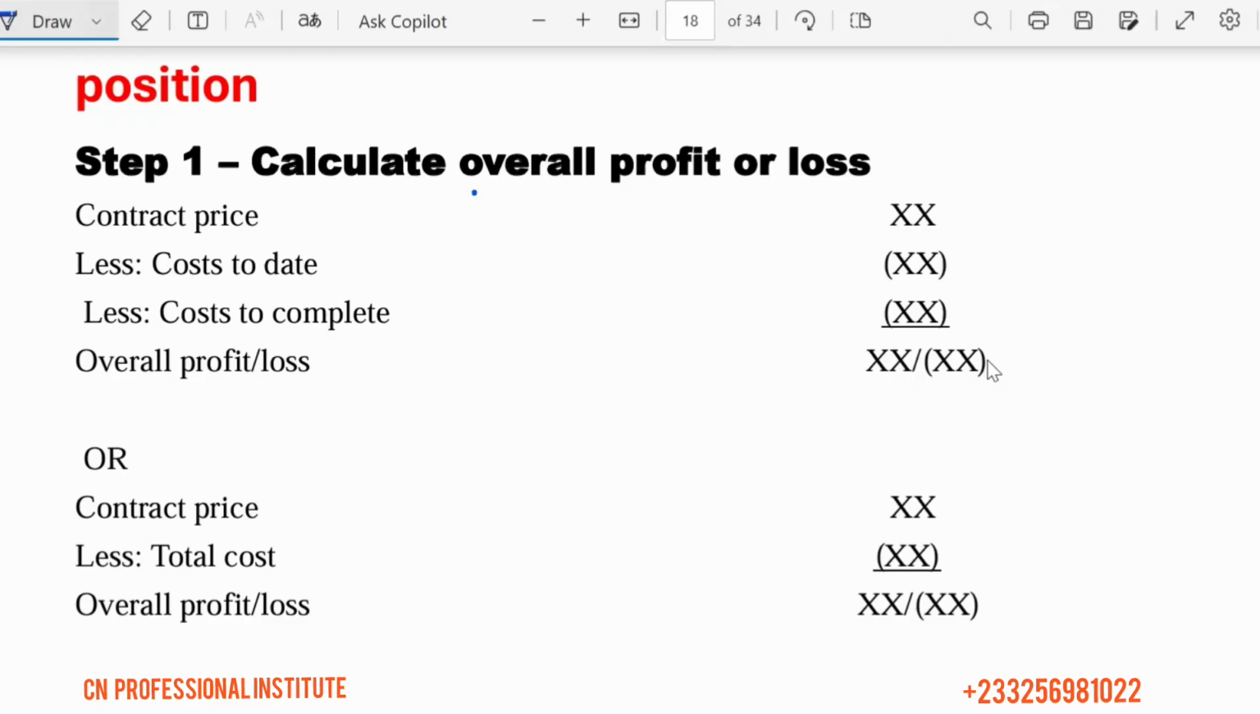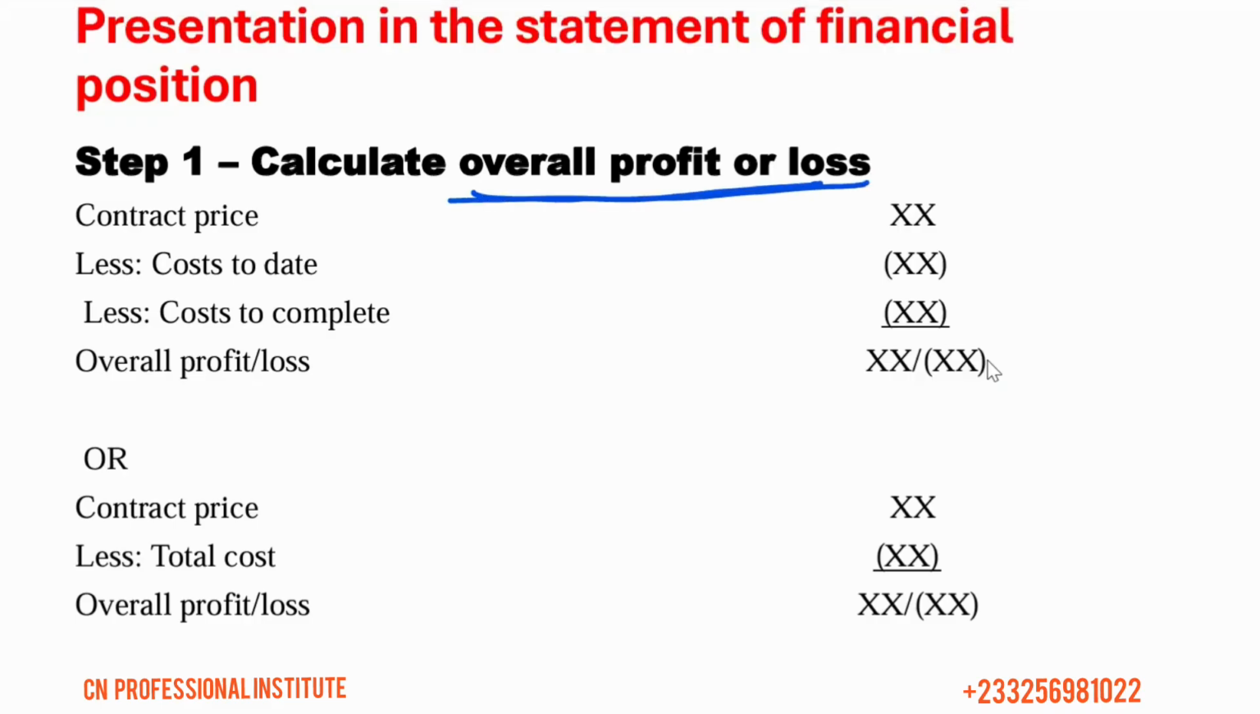Calculate what we call overall profit or loss. I'll tell you the reason why we first calculate the overall profit or loss. So calculate the overall profit or loss for the contract. Ask yourself, how much am I charging? If for the whole contract, for the 10 years, the 20 years that you'll be doing the contract, you are charging 10 million, write the 10 million down and compare it to the total cost.